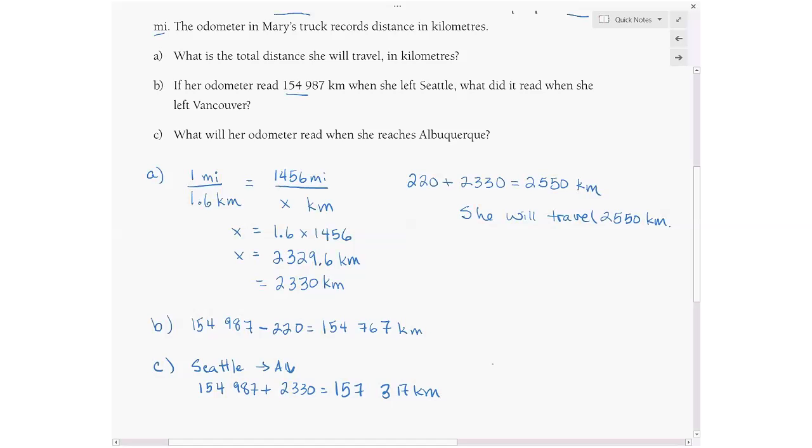Now what if we went from Vancouver to Albuquerque? Well, in Vancouver, she's at 154,767. Now we have to add the 2,550 kilometers. So 154,767 plus 2,550. Oh, look, exactly like we expect. It gives us the same number, 157,317 kilometers. So either way, you could do this either way. They're both correct. And this is our answer.